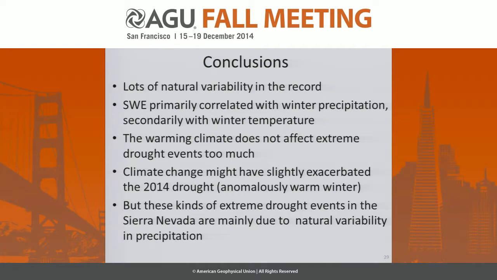So to conclude our study, there is a lot of natural variability in the record. Snowpack is primarily correlated with winter precipitation, secondarily with winter temperature. But winter precipitation doesn't have a long-term trend, but lots of variability. The warming climate does not affect extreme drought events too much. So our main argument here is that climate change might have slightly exacerbated the 2014 drought because the warming climate might have caused more warmer winters. But these kinds of extreme drought events in the Sierra Nevada area in California are mainly due to the natural variability in precipitation.